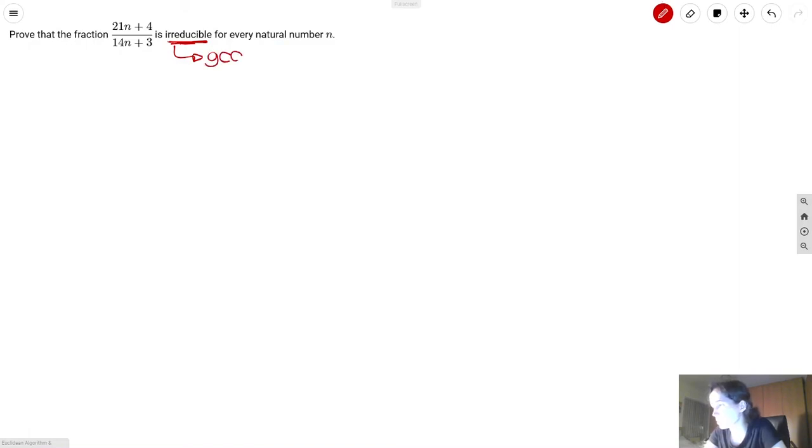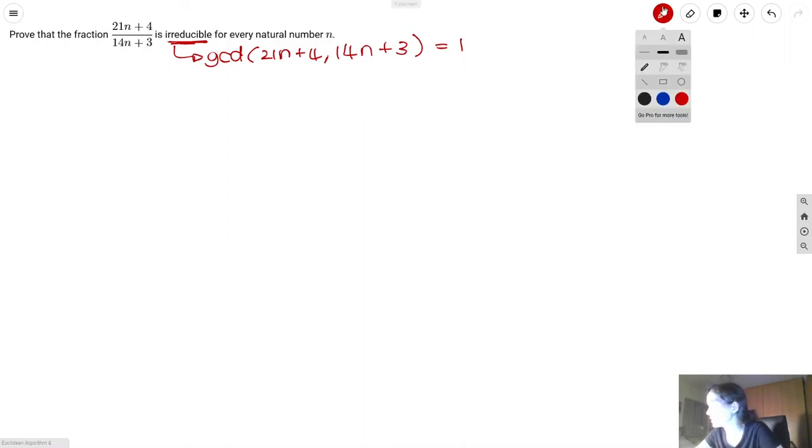So the GCD of 21n plus 4 and 14n plus 3 is going to equal 1. This is what we want to prove. In other words, they are going to have no common factors except for 1. Okay, so let's try to calculate the GCD of these two terms according to the Euclidean algorithm.